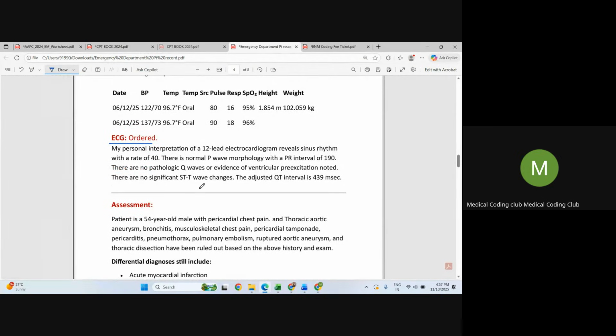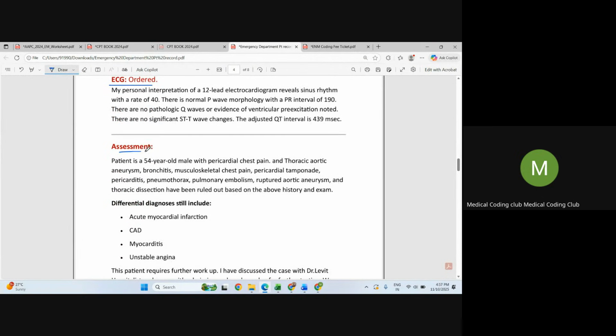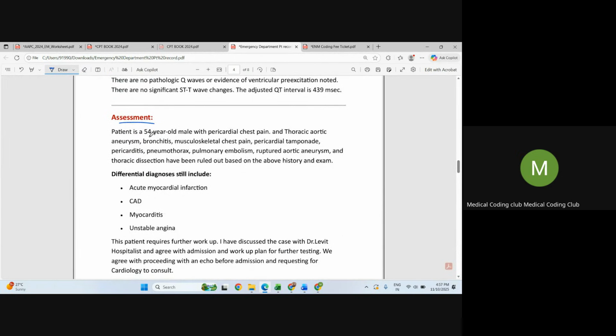Next comes the assessment. Here in the assessment, the patient is a 54-year-old male with a pericardial chest pain and thoracic aortic aneurysm. All of these problems, whatever they have given, have been ruled out based on the above history and exam.